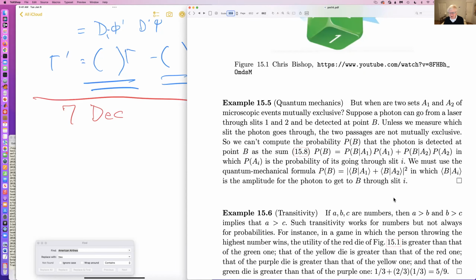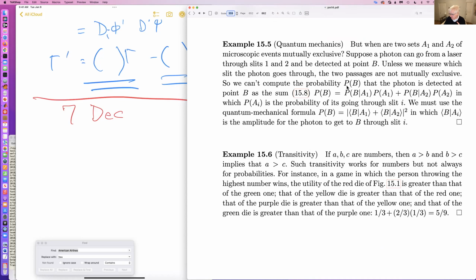I'm going to skip that transitivity one and just go to quantum mechanics for a minute. And the point here is that classical probability theory tacitly assumes that it's easy to tell whether events are mutually exclusive, and that events that look mutually exclusive really are mutually exclusive. And in quantum mechanics, that's not true at all.